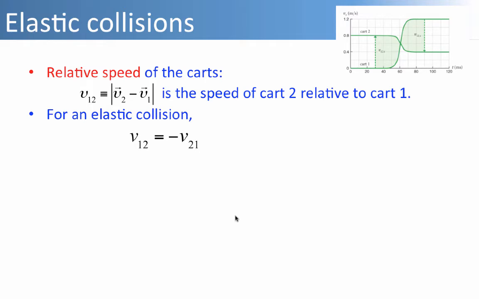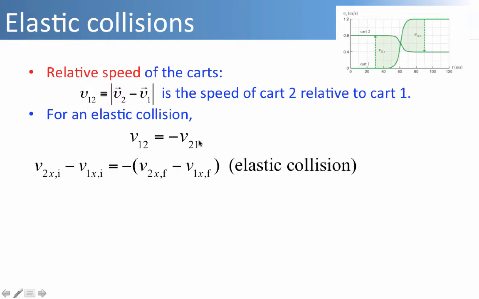All right, so we're going to do a little math here to explore more about elastic collisions. We started with the relative speed of two carts. v12 is the absolute value of v2 minus v1 velocities. And we also can actually observe that for an elastic collision, the relative speeds will be negative to each other. So v12 is minus v21. Notice here the indices changed. So the relative speed of 1 to 2 is minus the relative speed of 2 to 1. This is what that means.